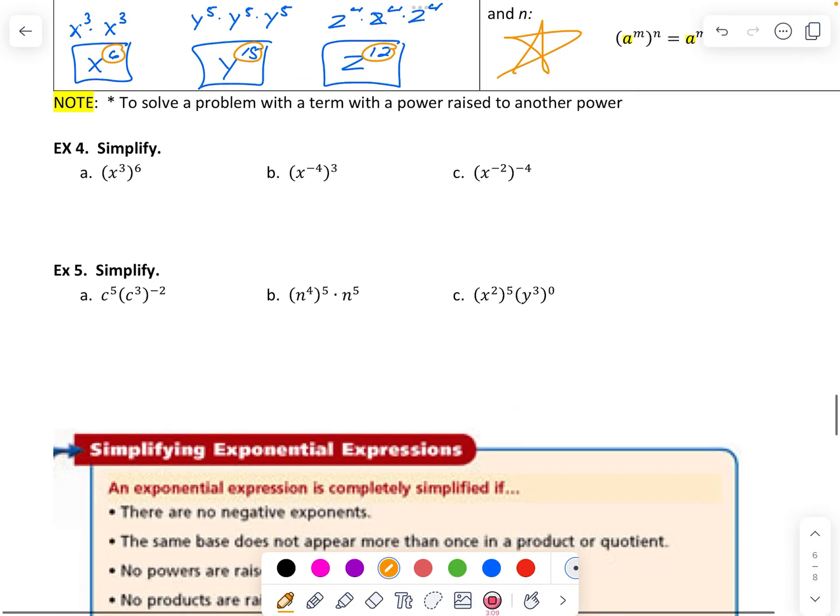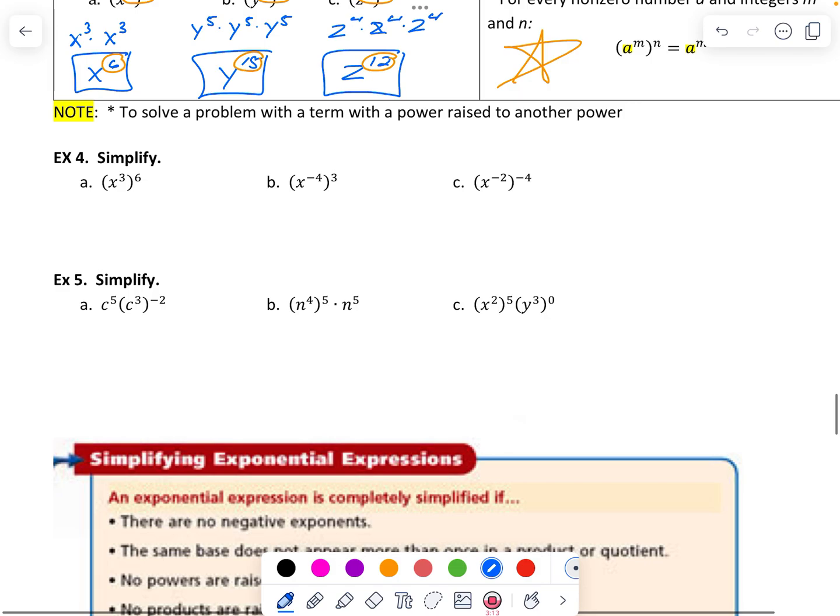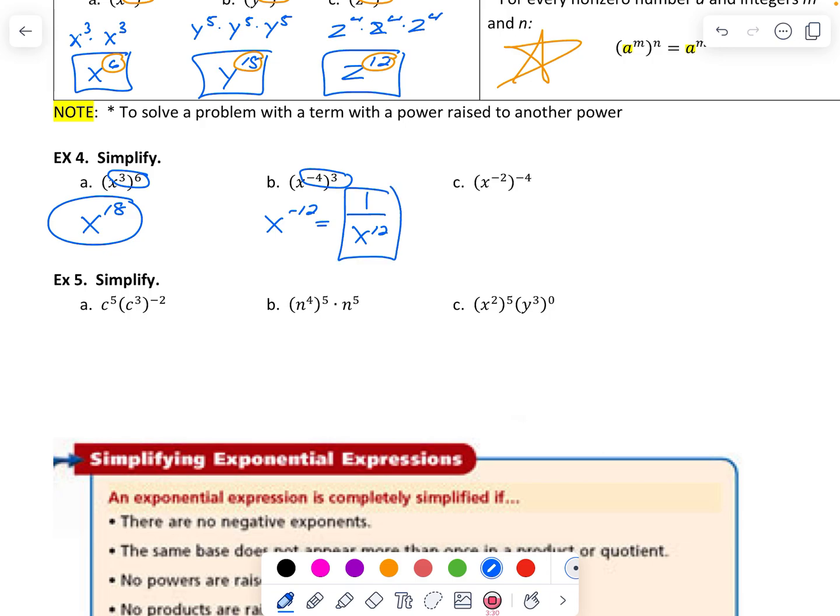Well, let's look at some examples. Again, you can always pause it, do it first, then check it with me. So 3 times 6, this is going to be x to the 18th. Negative 4 times 3, this is x to the negative 12th, which is 1 over x to the 12th. Always write your answer with positive exponents. Negative 2 times negative 4, x to the 8th, positive 8th.